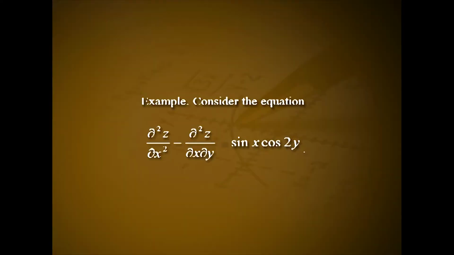Example. Consider the equation ∂²z/∂x² − ∂²z/∂x∂y = sin x cos 2y. This can be written in symbolic form as (D² − D′)z = sin x cos 2y. Its auxiliary equation is m² − m = 0, or m(m − 1) = 0. Therefore, m = 0, 1, and the complementary function is CF = φ₁(y) + φ₂(y + x).